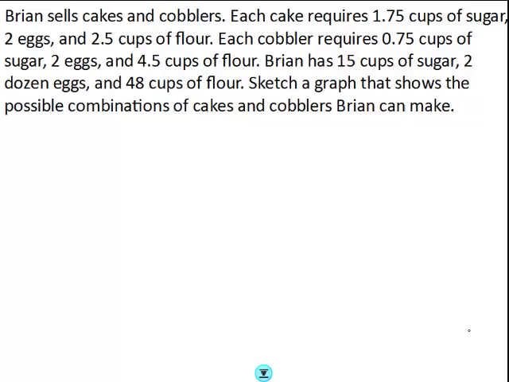Okay, so for every linear programming problem, our first task is to define the variables. Obviously, we are going to talk about how many cakes Brian's going to make and how many cobblers Brian is going to make. C seems like a bad choice here because they both start with C. So I'm going to go with K. It even sounds like cake. So K is going to be the number of cakes. And I'm going to choose B for the number of cobblers.